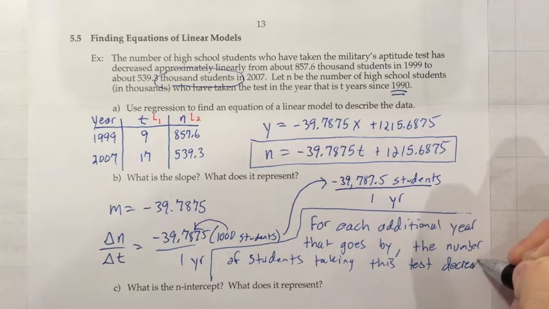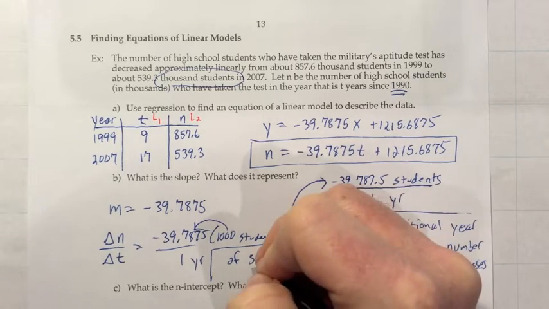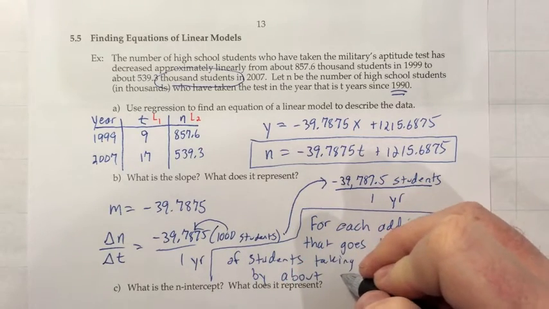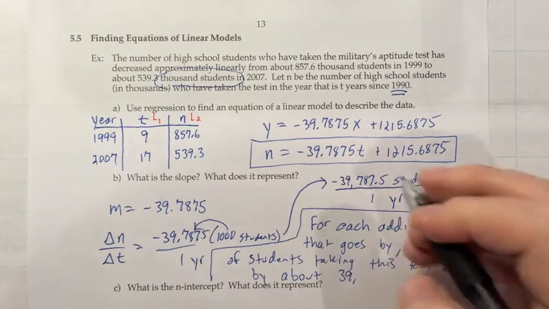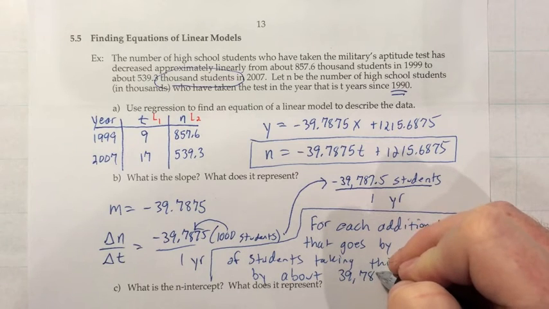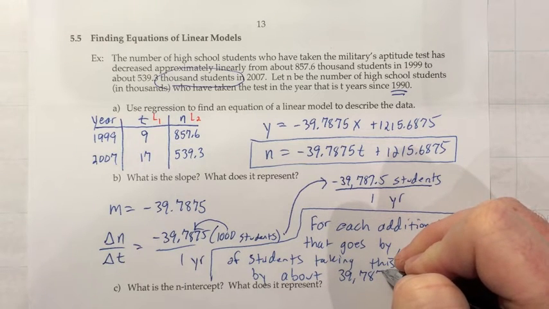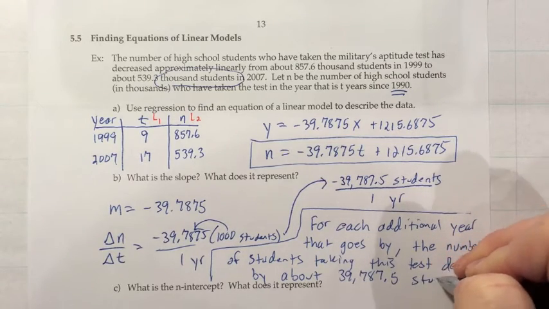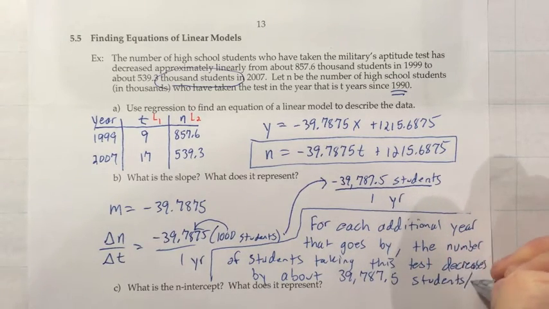So for each additional year that goes by, the number of students taking this test decreases because we have a negative slope by about 39,787.5 students. And I guess we could even say per year.